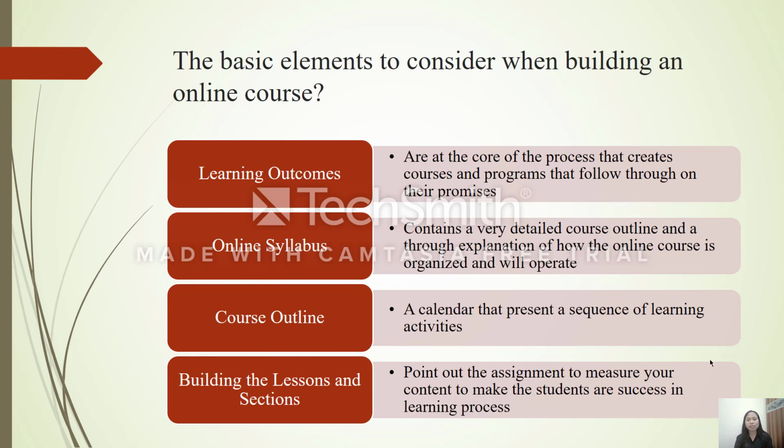And then the second is online syllabus. Online syllabus contains a very detailed course outline and a thorough explanation of how the online course is organized and will operate. And then the third element is course outline. This element is a calendar that presents a sequence of learning activities. And then the last element is building the lessons and sections. This element points out the assignment to measure your content to make the students successful in learning process.